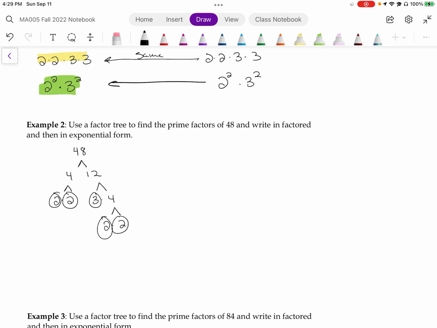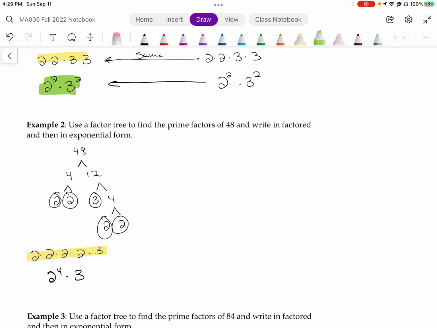Okay, so now I'm going to find all my 2's, and I'm going to say 2 times 2 times 2 times 2. That is factored form. And then, oh, I'm not done yet, times 3. Factored form, sorry. All right, 2 times 2 times 2 times 2 times 3. There's 4 2's. So I like it better like this. 2 to the 4th times 3.